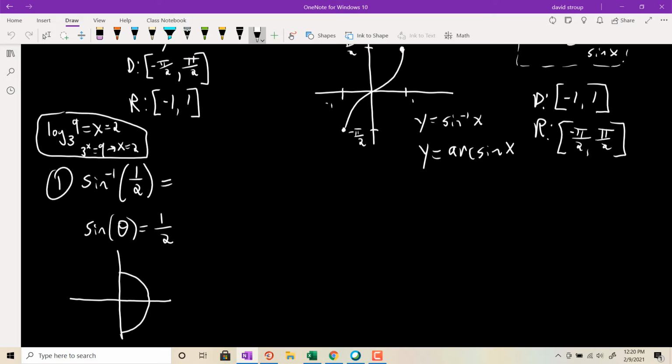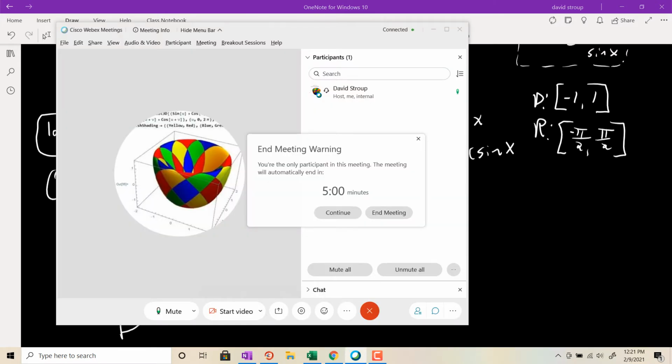So the angle I need is in the first quadrant. The angles in this first quadrant will give you positive outputs. The angle in this fourth quadrant will give you negative outputs. So if your output is positive 1/2, you need the angle in the first quadrant, the reference angle that gives you 1/2, and that reference angle is pi over 6. You just have to have your chart memorized. And here we go. It's pi over 6.